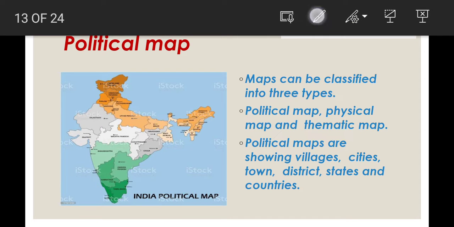Maps can be classified into three types, children. One is the political map, one is the physical map, and the other is the thematic map. This is the political map, children. Political maps show villages, cities, towns, districts, states and countries. So this is the political map.